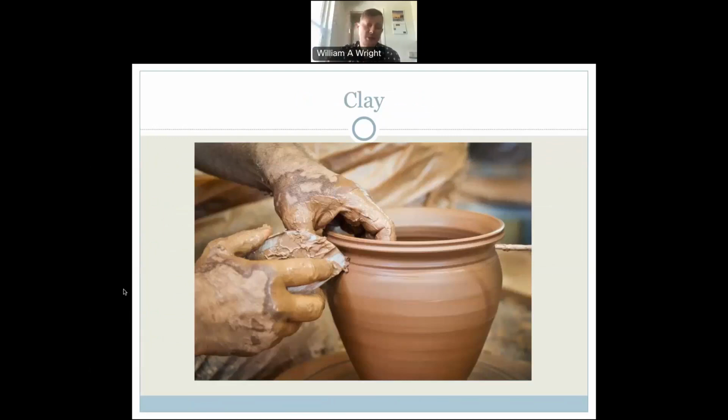But let's talk about the material. Obviously, I'm going to start with clay because that's what I do. I'm a potter, and I have an art degree, a master's in art in clay, and I've made lots of pots for artistic purposes as well as functional purposes.